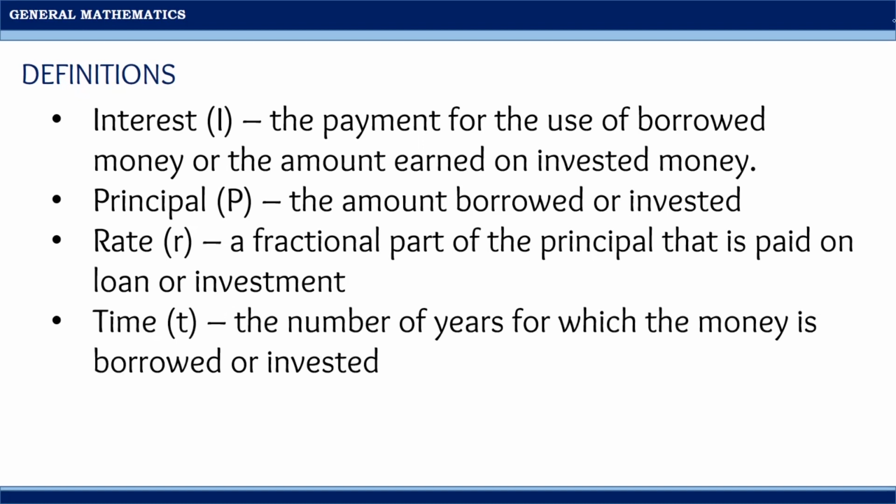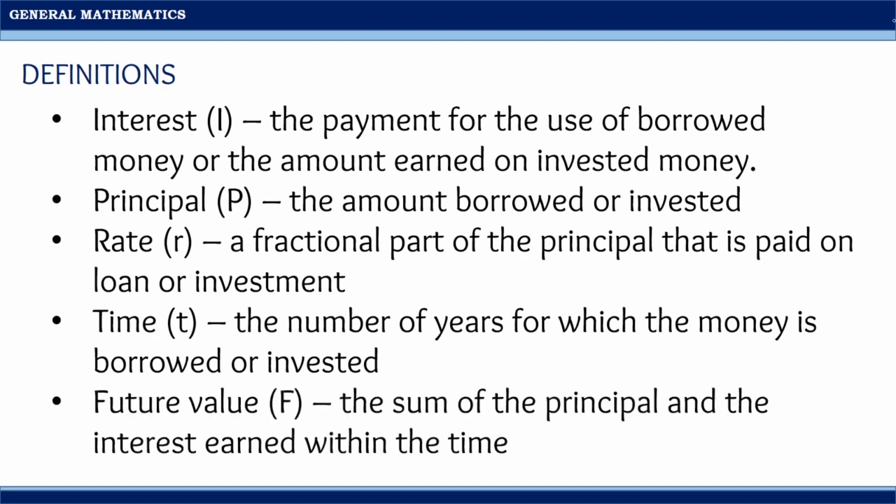Time, represented by T, is the number of years for which the money is being borrowed or invested. And F, for the future value, is the sum of the principal and the interest earned within the time. In this video, we will be discussing how to solve for the interest, principal, rate, time, and future value.